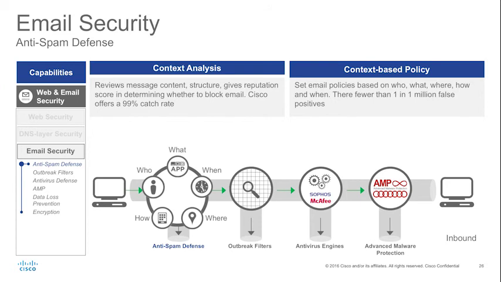Customers can also create policies that block emails if they do not meet the reputation score threshold. Anti-spam defense leads Cisco to deliver less than 1 in 1 million false positives. When an outbreak occurs, Cisco delivers quick quarantine outbreak filters to keep the customer protected.